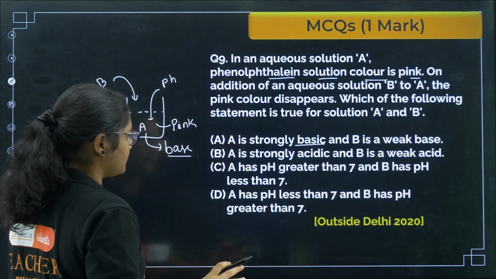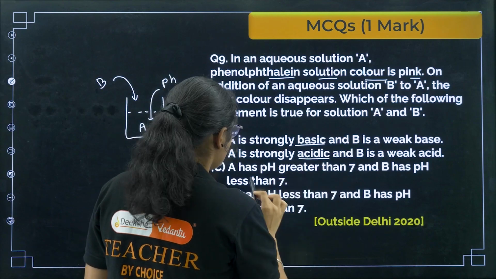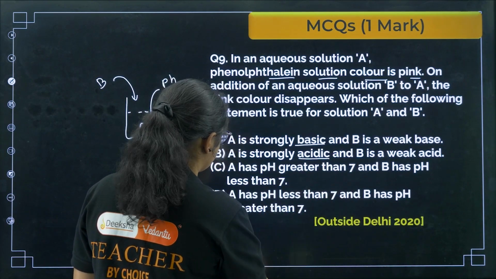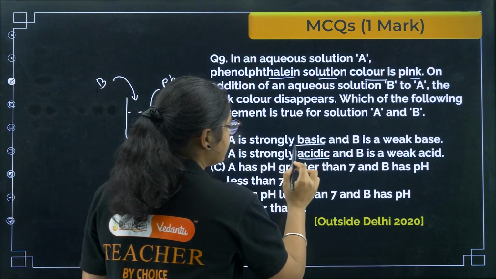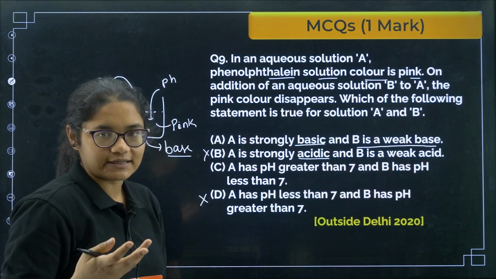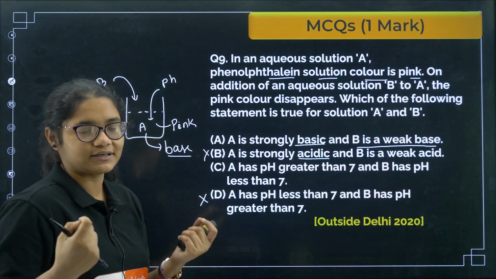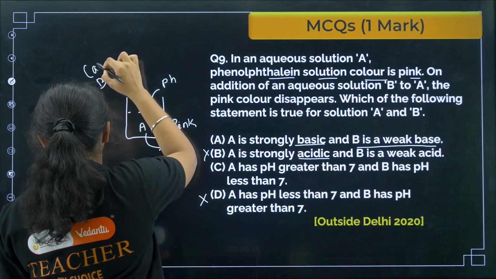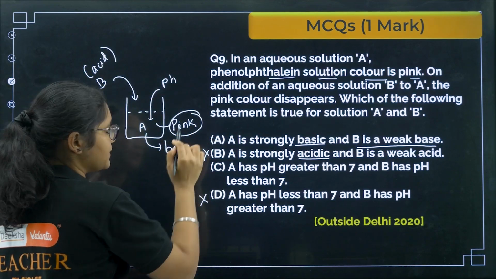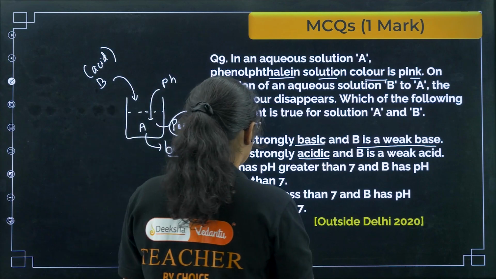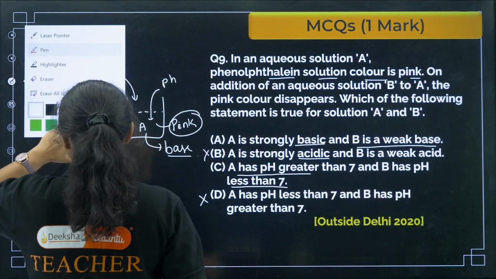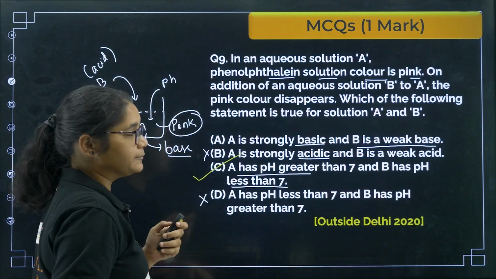So we know that A is a base, so we can eliminate this option. A has pH greater than 7, that can be correct. A has pH less than 7, that is incorrect. Now, A is strongly basic and B is a weak base? No. When it is becoming colorless, that means a neutralization reaction is happening, so B is an acid. When acid and base react, it is neutralizing, so that is why the pink color is disappearing. So A has a pH greater than 7 and B has a pH less than 7. So the correct answer here is option number C.